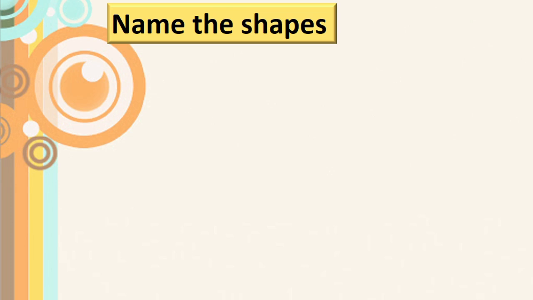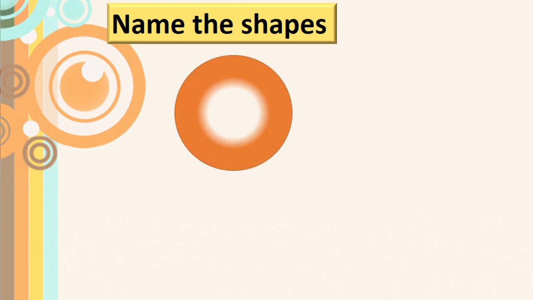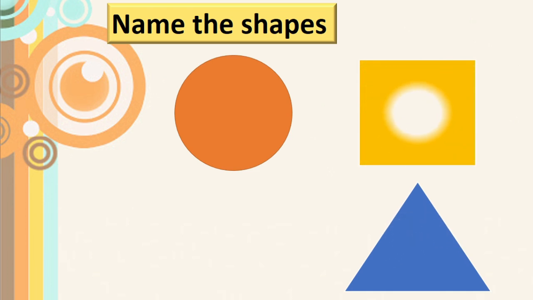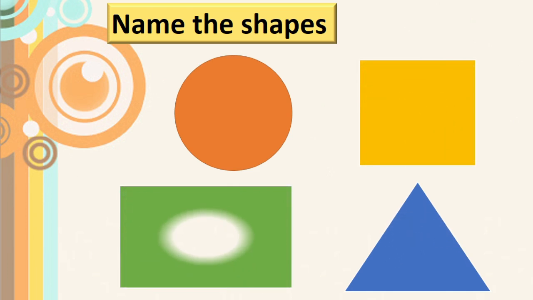Here, first you have to name the shapes. Here we can see different shapes. See here, we can see 4 shapes. The first one, you know the names. This is a circle, isn't it? This is a square. This is a rectangle. And this one is a triangle. Isn't it? Okay.